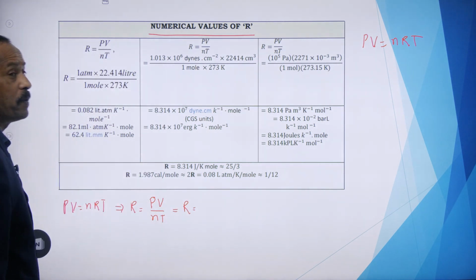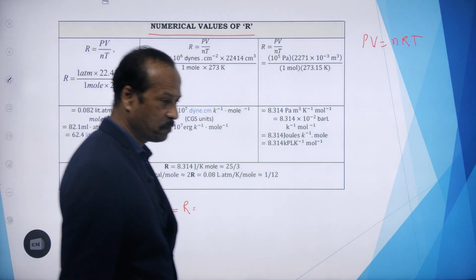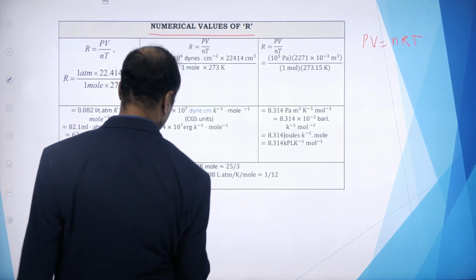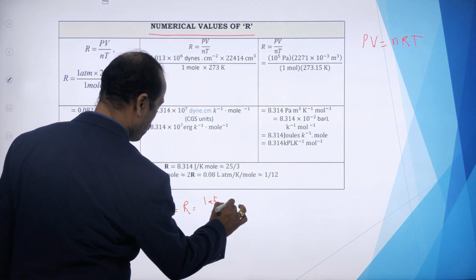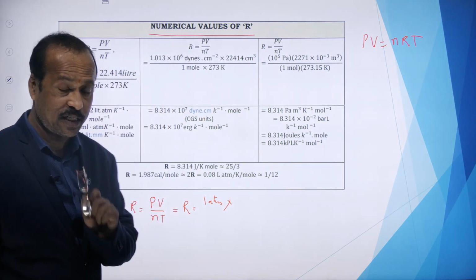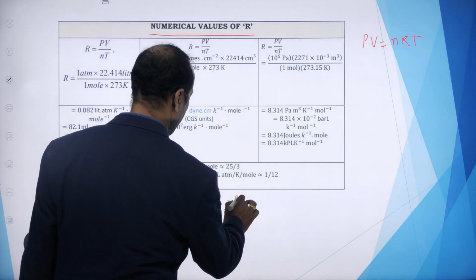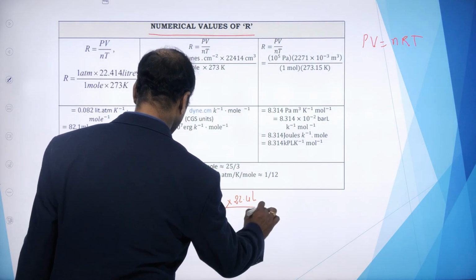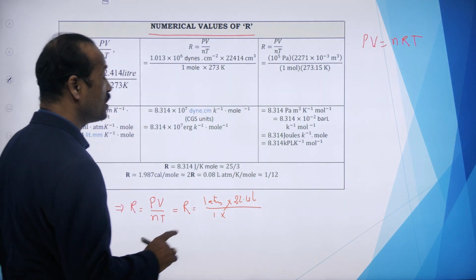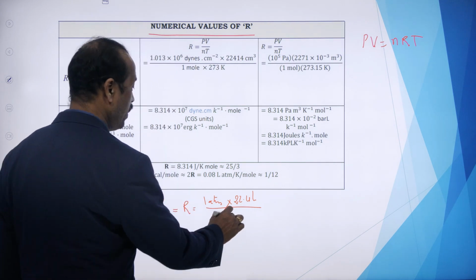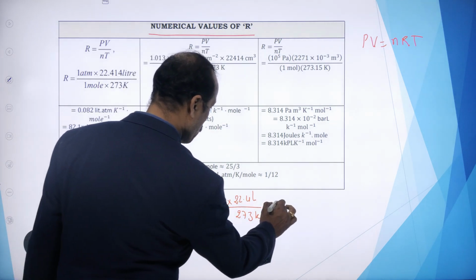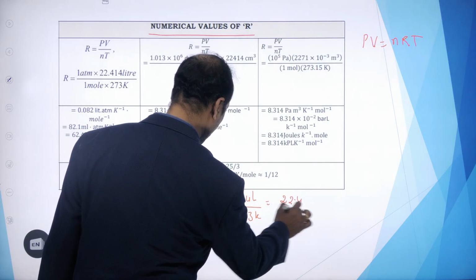Now put in the values. R is equal to P. Pressure is expressed in terms of atmospheric pressure, so we take P is equal to 1 atm, which means 1 atmospheric pressure. Volume: 1 mole of any gas occupies 22.4 liters at STP. I already told you that, so we write 22.4 liters, divided by n, the number of moles. I am taking 1 mole. And the temperature is measured in Kelvin. The SI unit of temperature is Kelvin, so we write 273 Kelvin. Now see here, 1 into 22.4 is equal to 22.4.